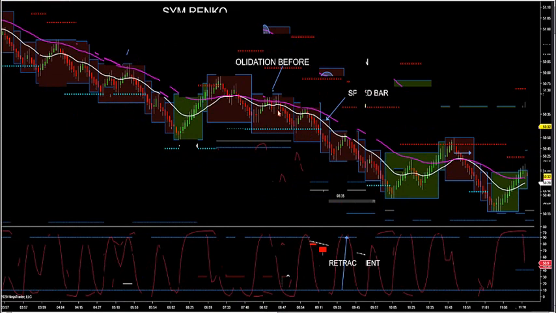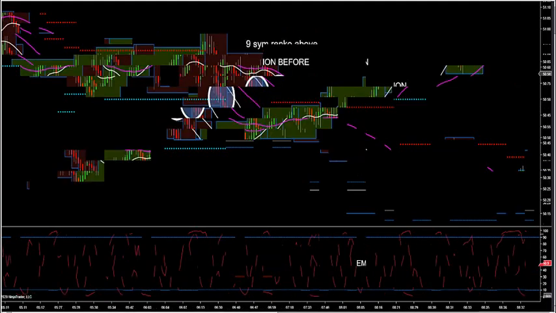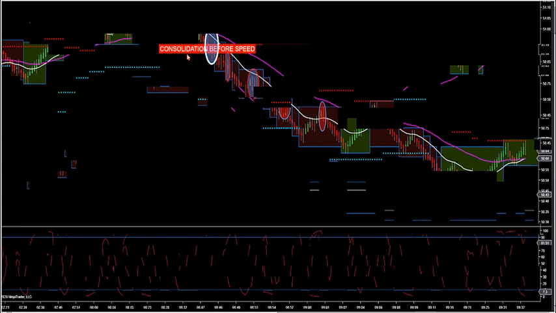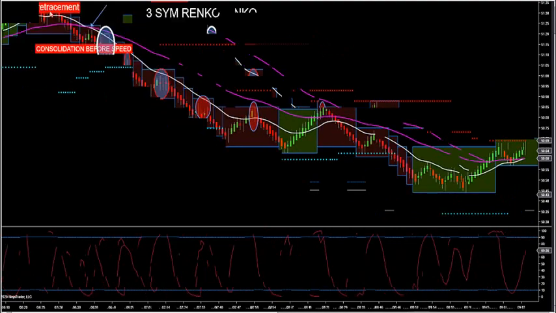The 3 Sim yesterday did exactly like it did today. We had this big trade that just happened. Nice big trade. Same thing yesterday. We had speed that came in the market. Look what happened yesterday, same thing. We had a 9 Sim at a full retracement here, the big wide box, right? We're at 90% on the 9 Simrinko.